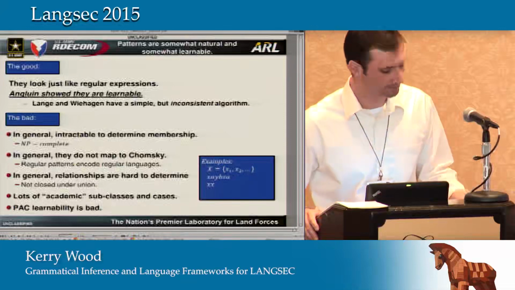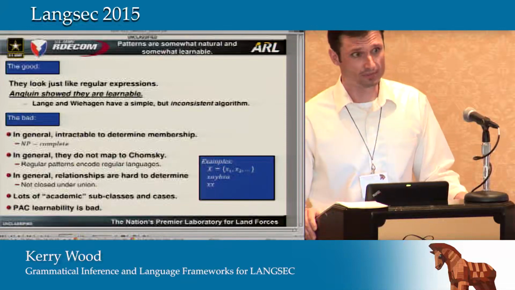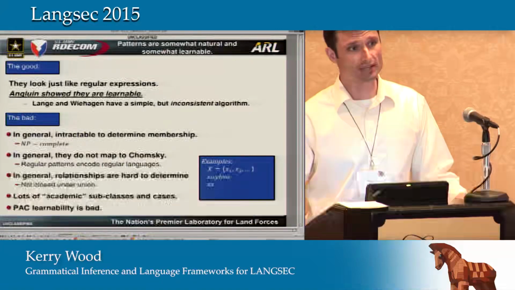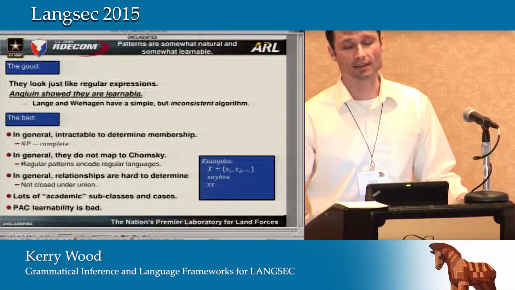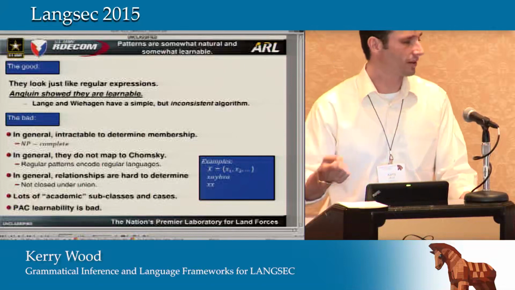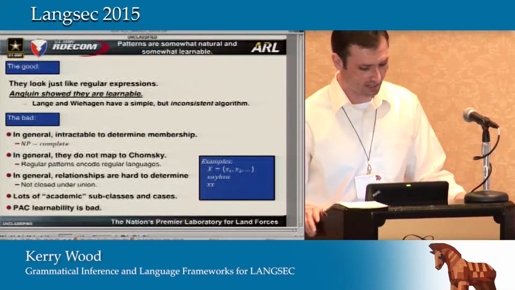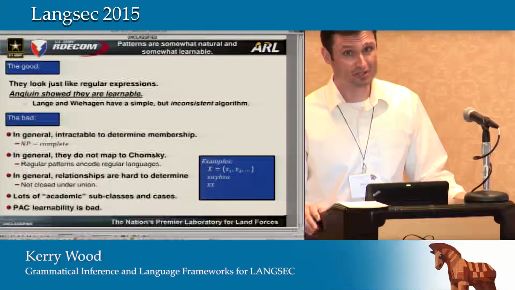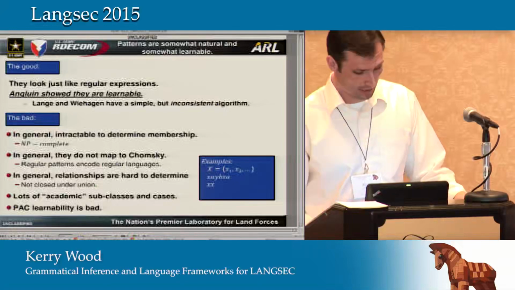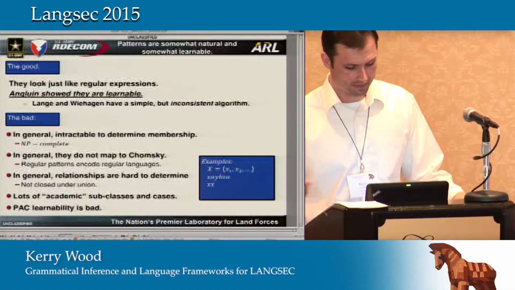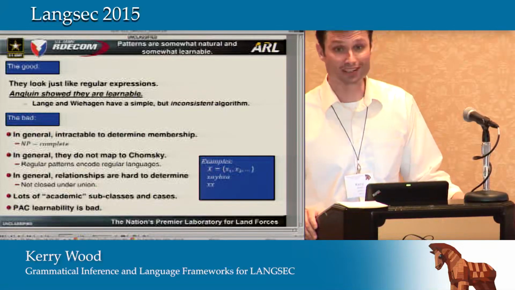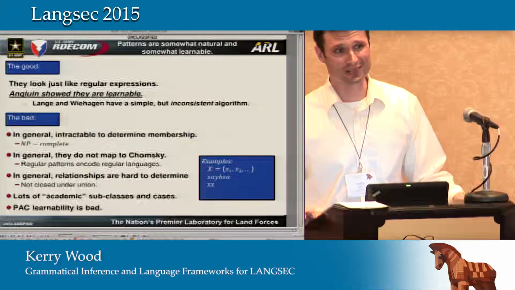It's still fairly tractable. They do not map to Chomsky. They're actually orthogonal. So you can't look at a pattern and say, beyond the regular patterns, which are pretty heavily restricted, that they fall into one of the Chomsky hierarchy classes. Relationships are very hard to determine as well. So not closed under union, lots of academic subclasses, and PAC learnability is hard. They sound awesome, right? The only one we've gotten to really work.